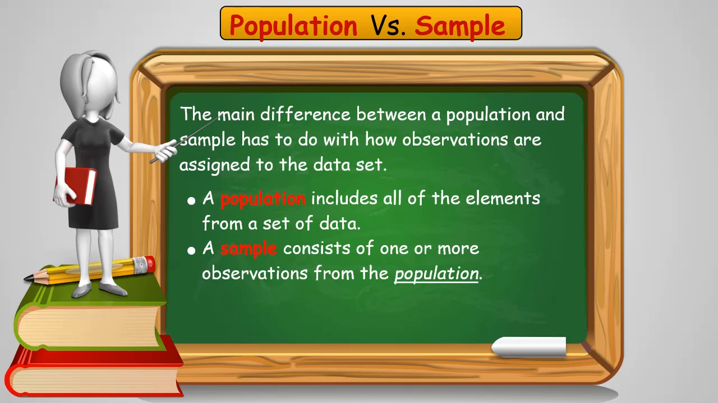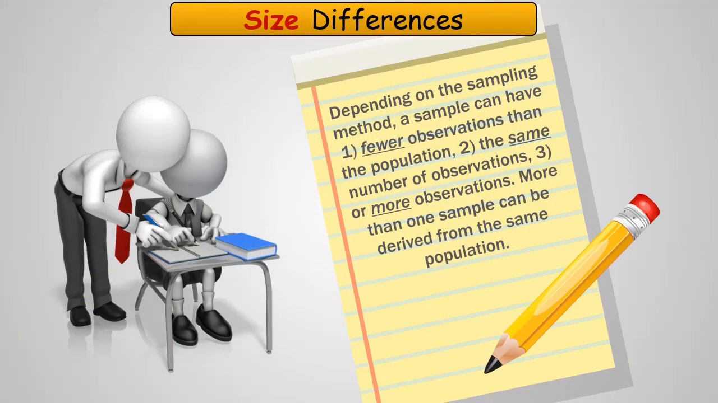The main difference between a population and a sample has to do with how observations are assigned. With a population, you're dealing with all of the elements of a data set. That is often difficult, if not impossible, to achieve, whereas a sample consists of one or more observations from the population. Much easier. So let's begin by talking about the size differences. Depending on the sampling method you choose, a sample can have fewer observations than the population, the same number of observations as the population, or more observations than the population. And it is also possible to derive more than one sample from a single population.